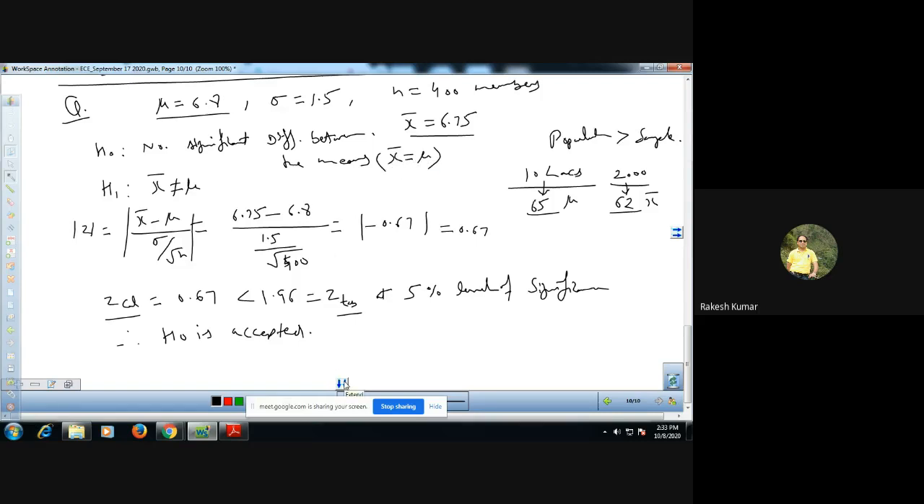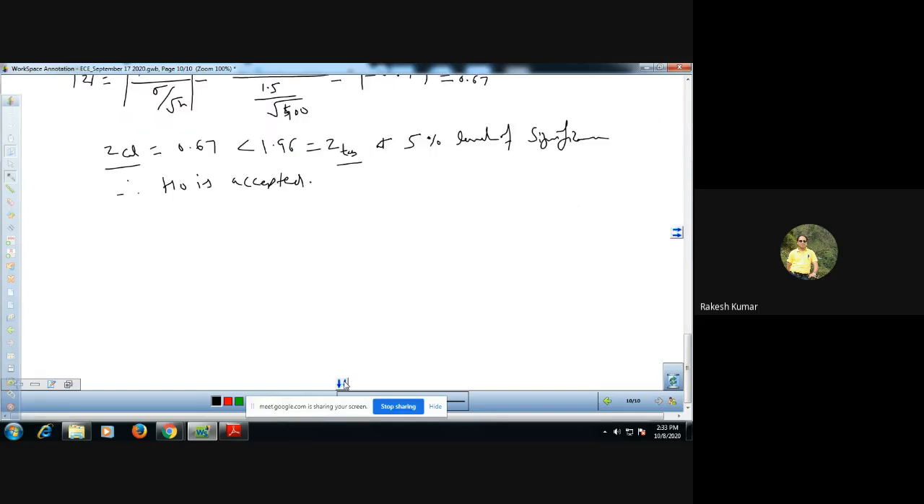So this is a very easy way to check the difference of a single mean. I'm talking about a single mean. Single mean means a single sample has been taken. Then in the next class, or after this, we shall discuss the difference between two sample means. So this is the question of a single mean.